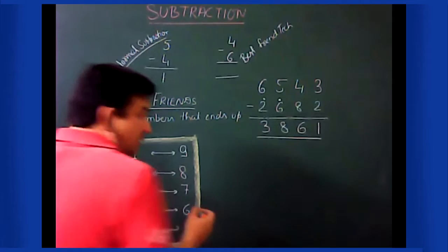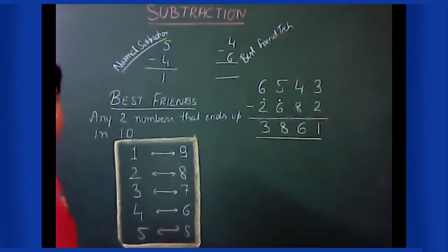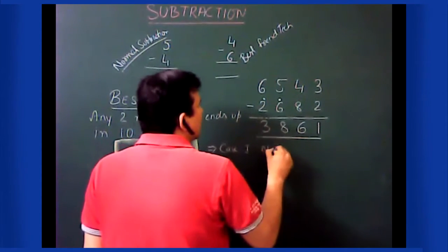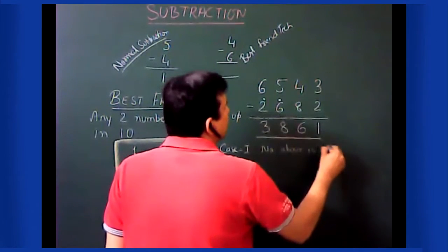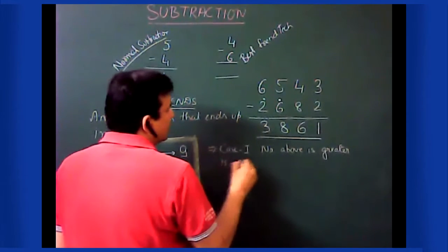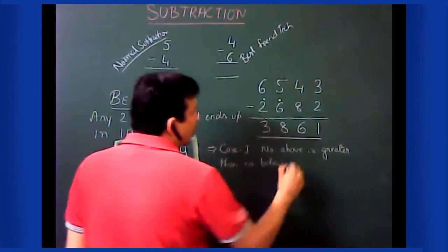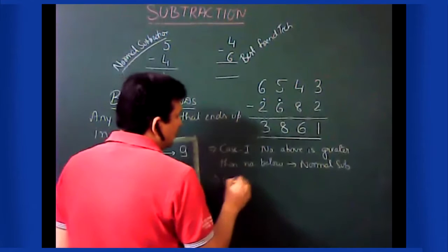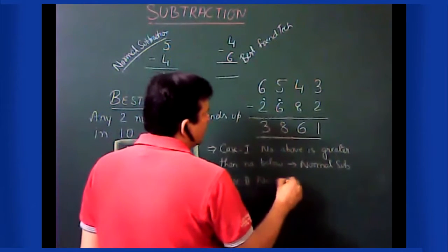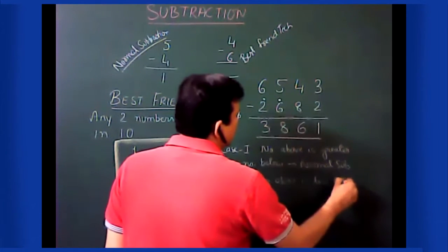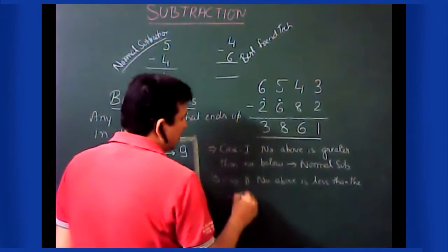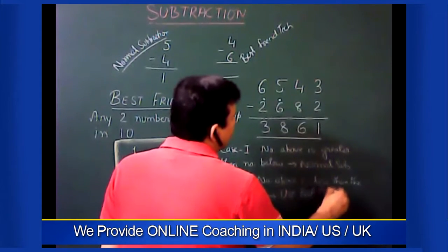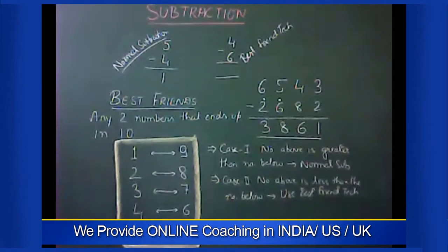Now I will write this technique in words. Please let me finish. Case 1, number above is greater than number below. What you have to do? Normal subtraction. Case 2, number above is less than the number below. What you have to do? Use the best friend technique. Now what is this best friend technique? I will write this technique also.